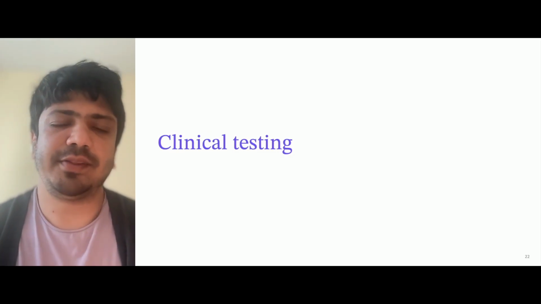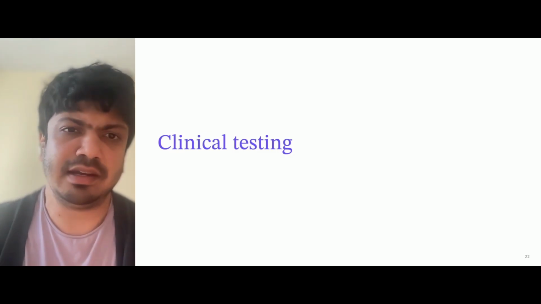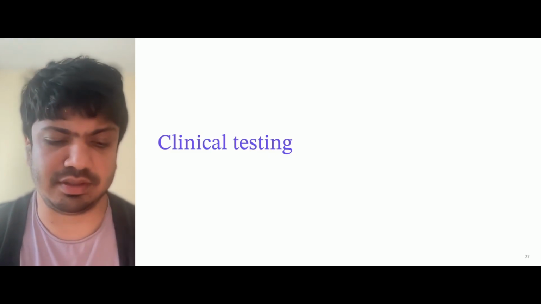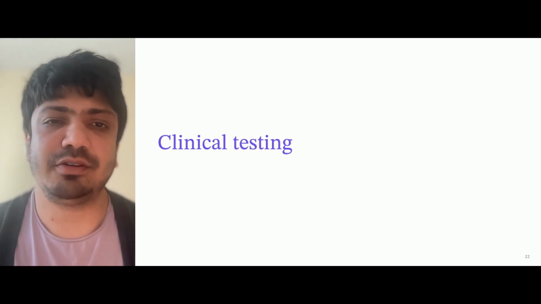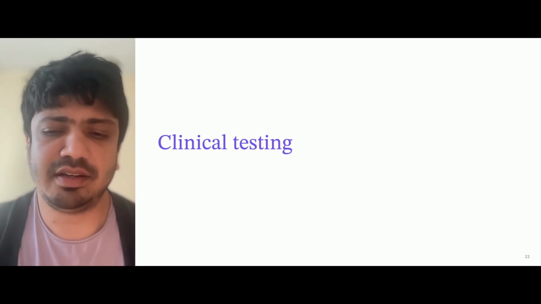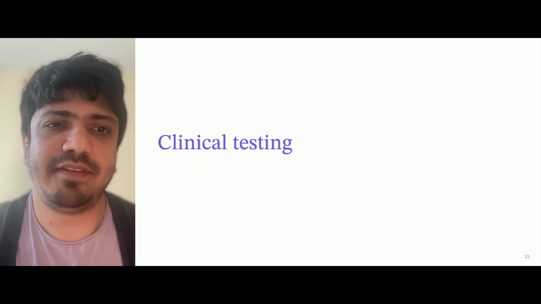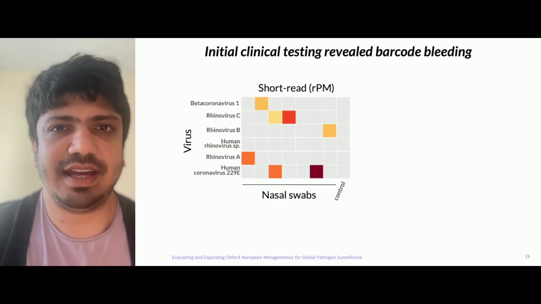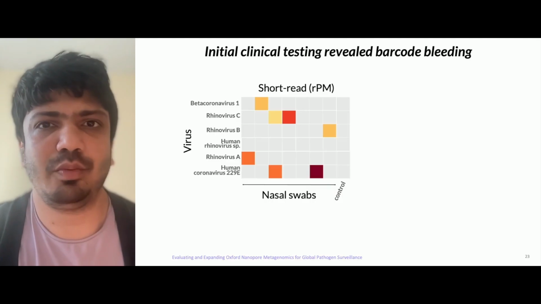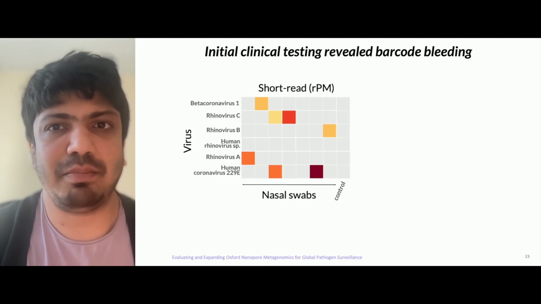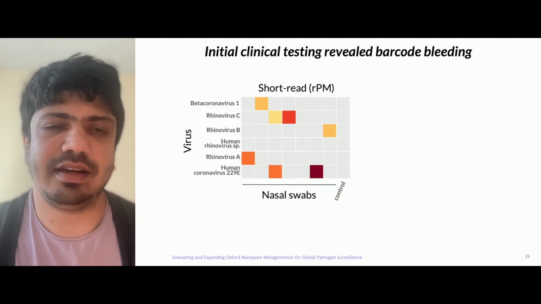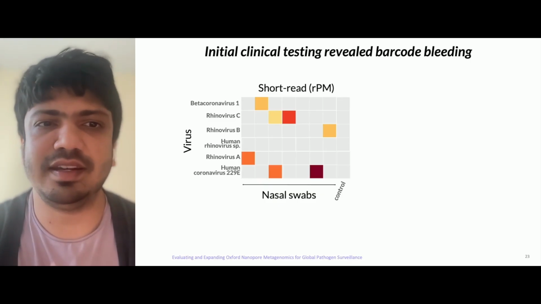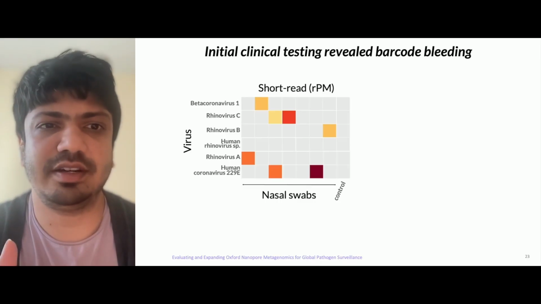Okay, so that was some initial benchmarking we did, and from the outset we were interested in being able to test actual real world samples. And so we had started doing this early on. What we found initially was that there was an issue that we encountered, which we're calling here barcode bleeding. What you see here is what we took as the ground truth for a set of nasal swab samples for respiratory surveillance.